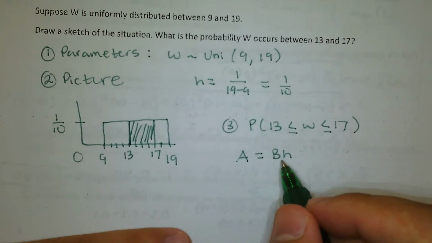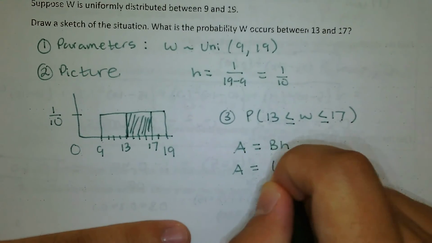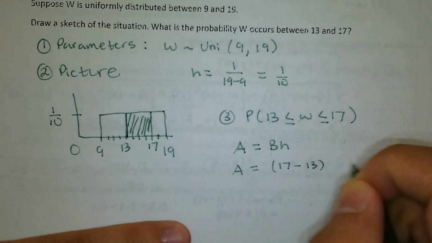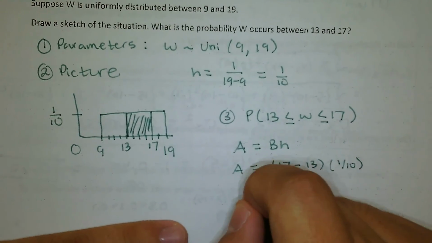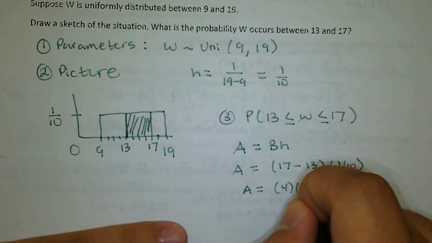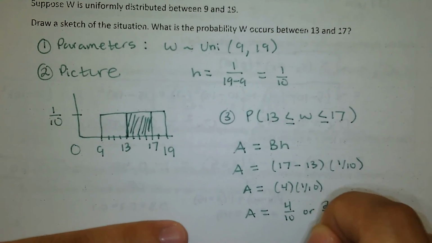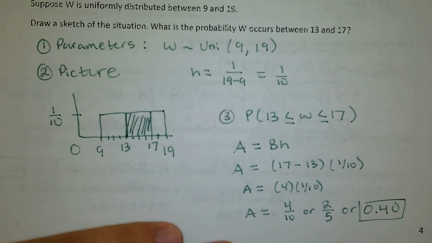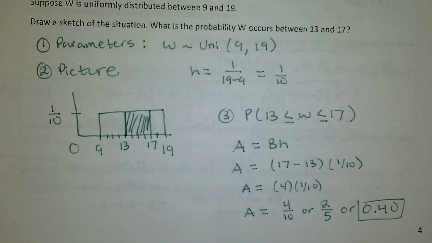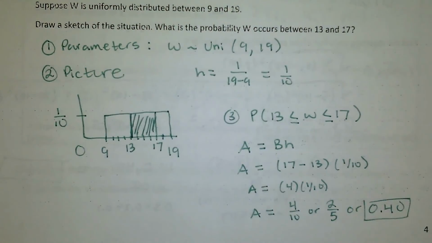The area is always equal to the product of the base times the height. So here in this problem, our base would be the difference between 17 and 13 times the height of the model, which is 1/10. So when we do this, we get that the area is equal to 4 times 1/10. So the area is equal to 4/10, or 2/5, or 0.40. But any one of these three outputs is accepted. So again, parameters, what's happening, picture, what does it look like, and then our probability statements to obtain our value here of the uniform distribution.